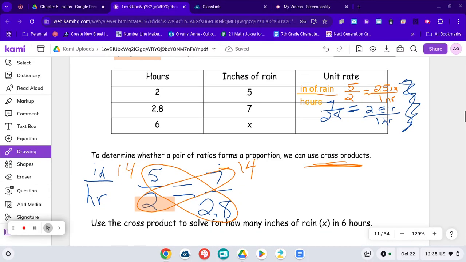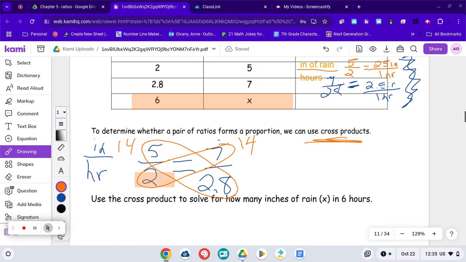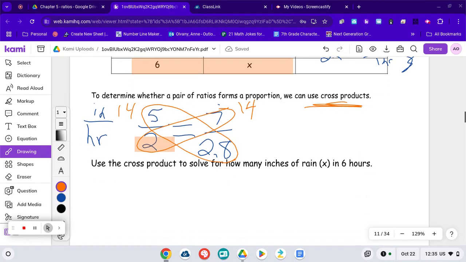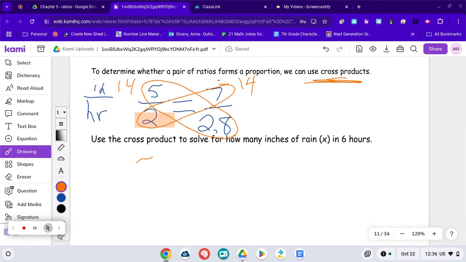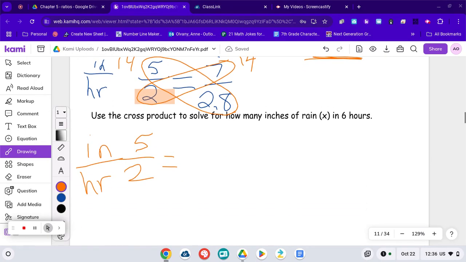So what I'm showing you is that you can use a proportion to cross multiply to determine that they are the same unit rate. This helps us when we have an unknown, like we do here, because I'm going to take one of those ratios. I'm going to take 5 over 2. And remember, inches is on top and hours are on the bottom. And I'm going to take x inches in 6 hours.